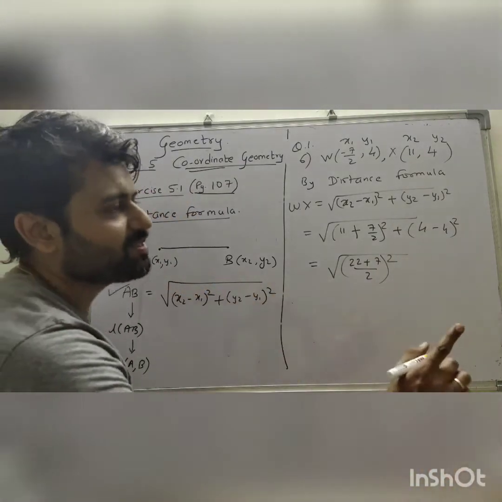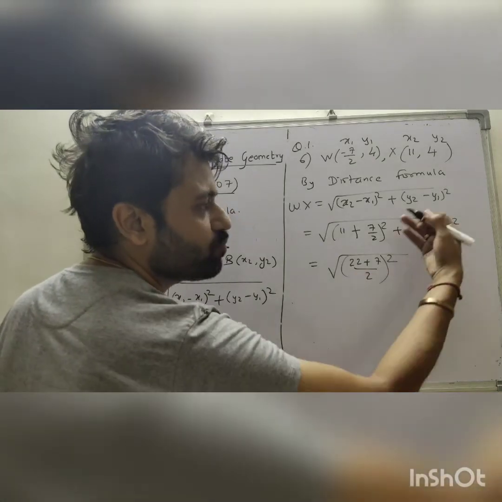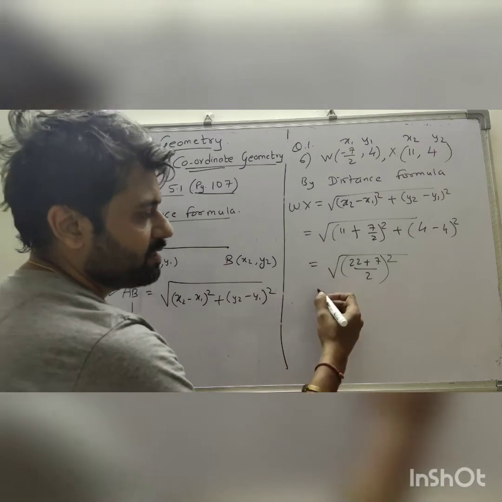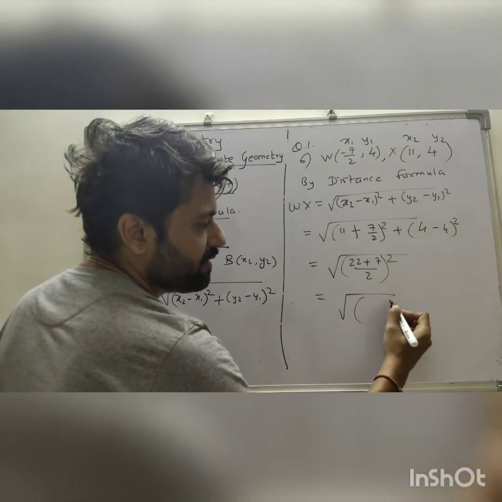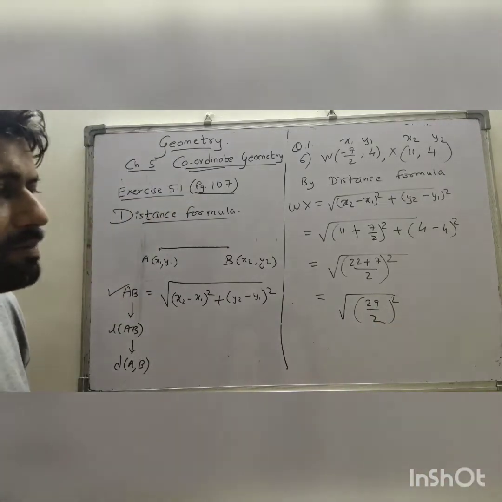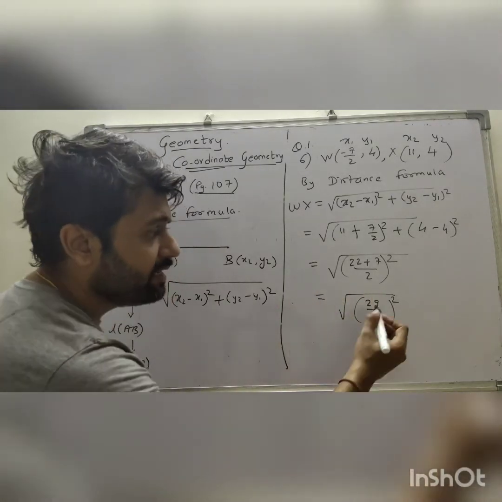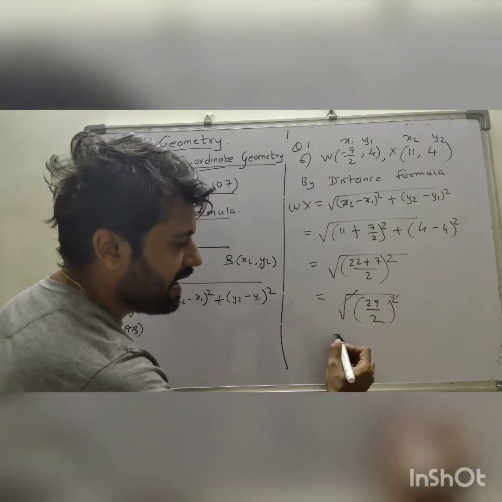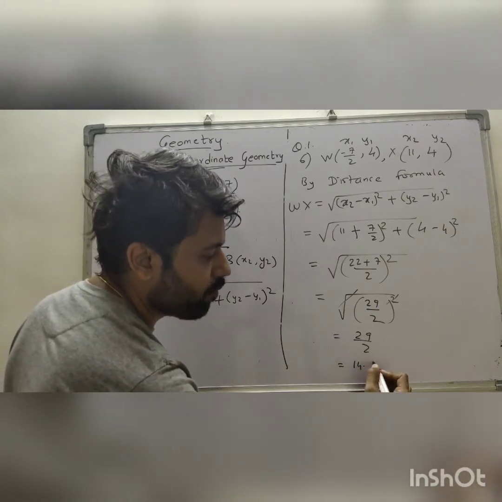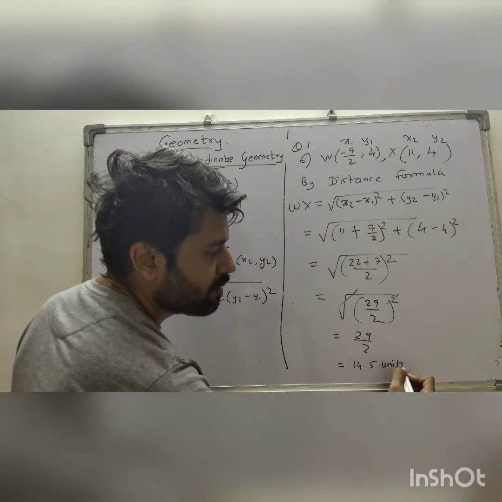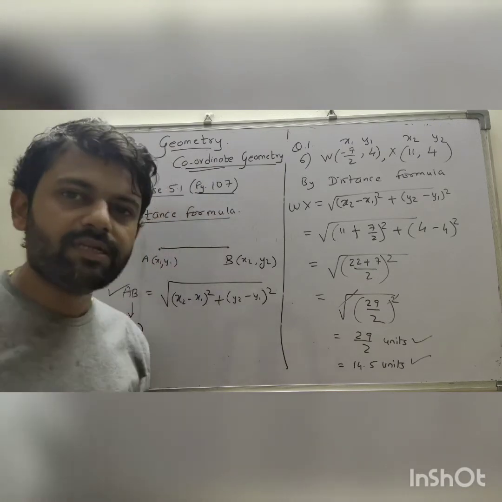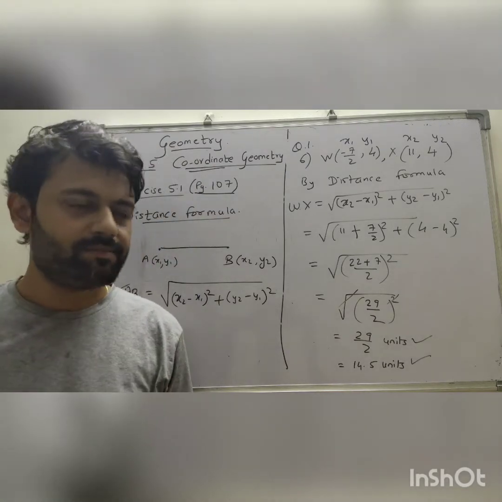0 square is 0. So there is no need to write it again. Forget it, leave it. If you want to write, write plus 0. You can forget it. After this, you get 22 plus 7 is 29 upon 2. Remember students, this is a monomial. It is only one term, the square root can cancel, and the answer is 29 upon 2, and half of 29 is 14.5 units. Both the answers are right. You can check the answer which is there in the textbook and you can keep the same answer.